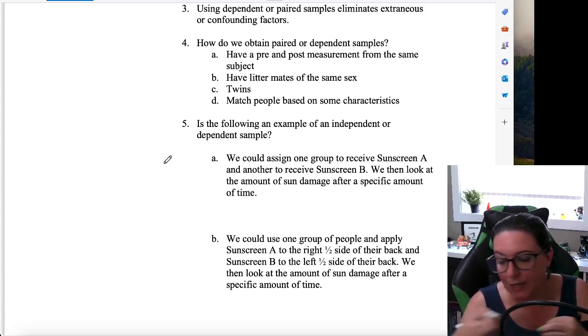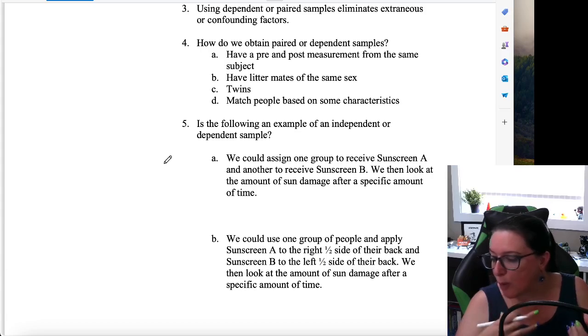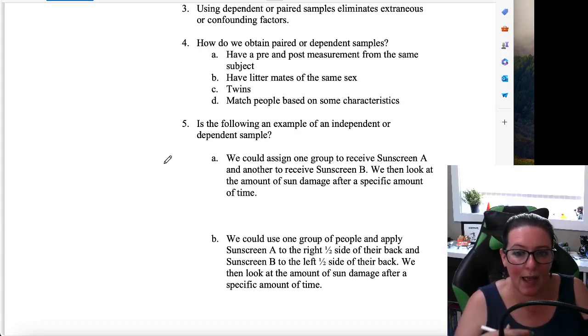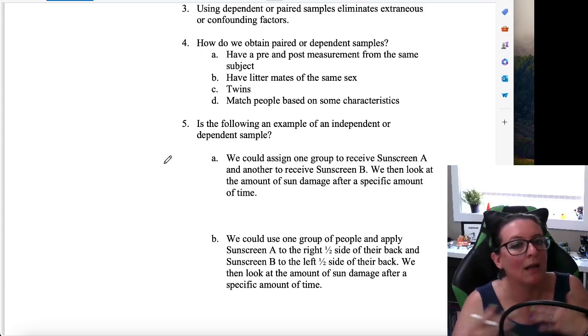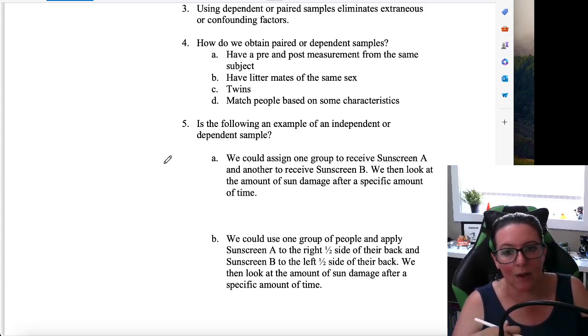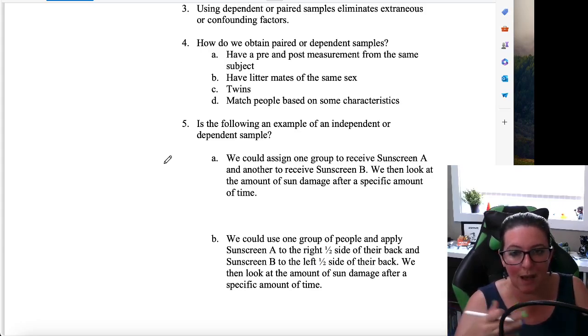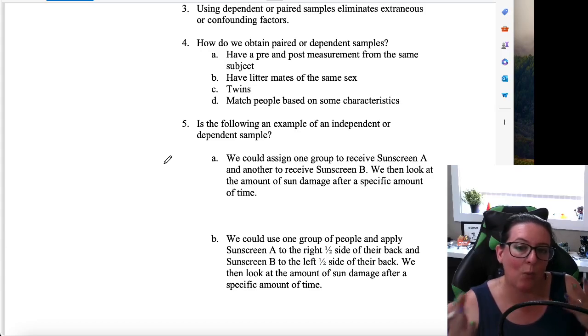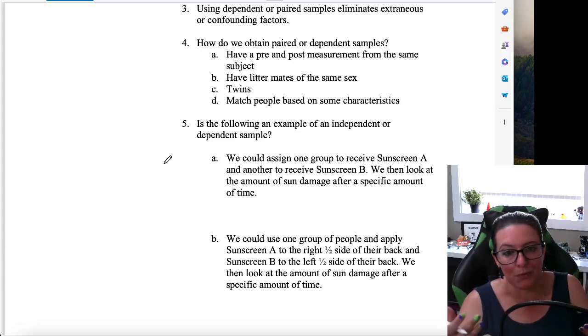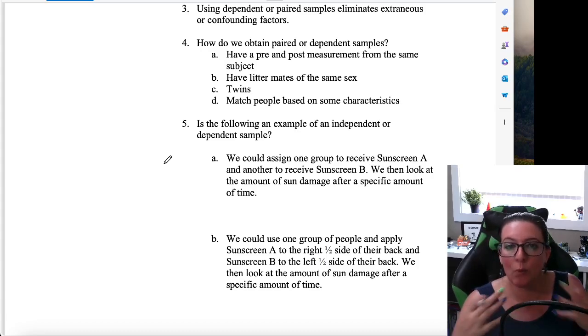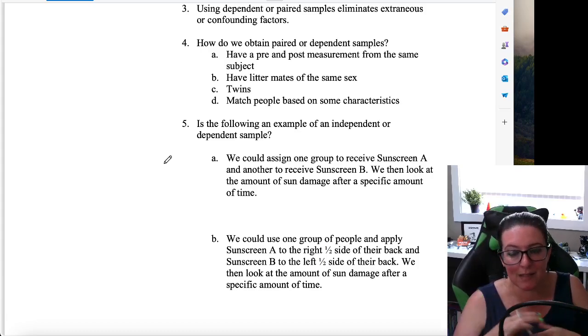sunscreen B. If instead we use one group of people and apply sunscreen A to the right half side of their back and sunscreen B to the left side of their back, we could then compare the left side and the right side, in which case that one person is in both samples. They're in the sunscreen A group and they're in the sunscreen B group, in which case we have a dependent sample.